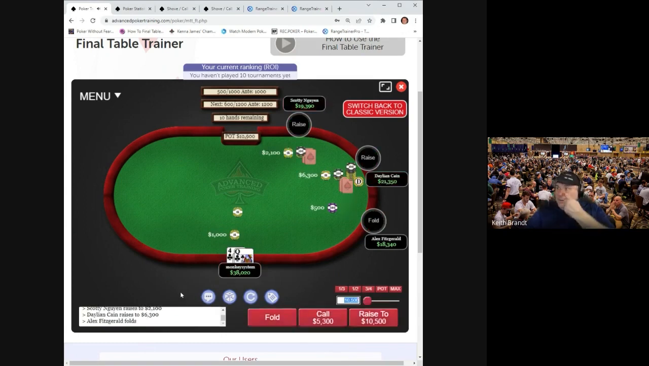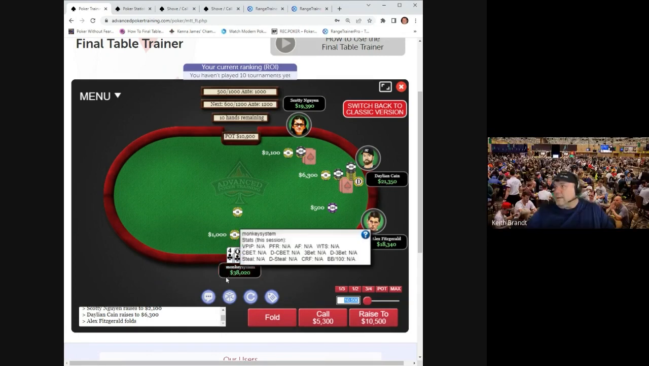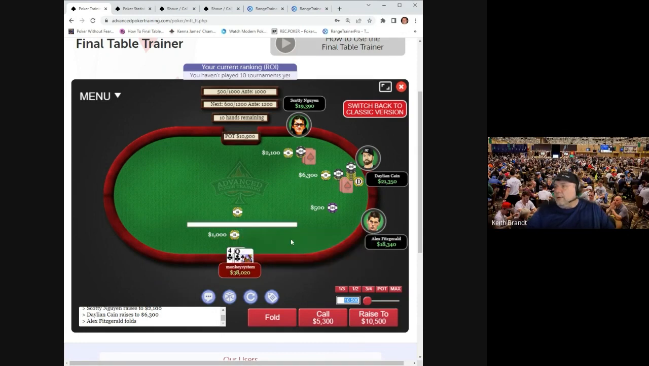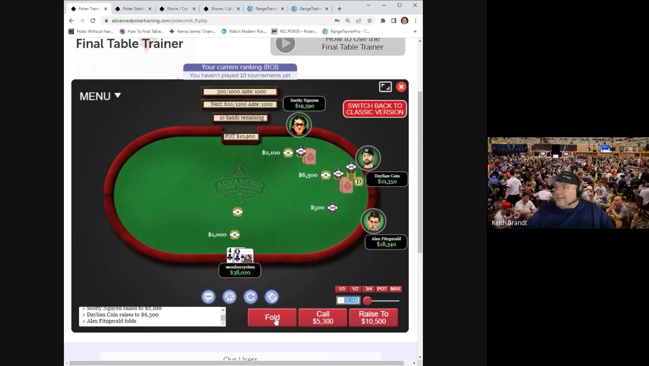Not liking that action. I would call if it wasn't for the button action. Calling a three bet out of position is suicide, not something we're going to do much.